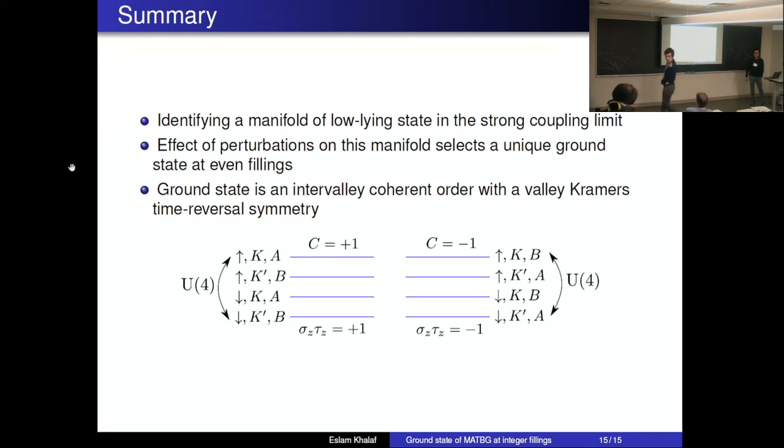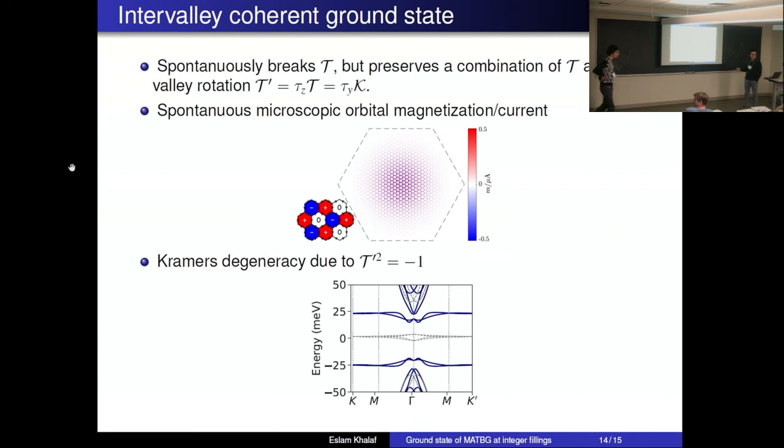Questions? Can you go back to the slide? What is this energy dispersion you're drawing? The energy dispersion is the Hartree-Fock self-consistent dispersion given the symmetry broken order, at charge neutrality. The solid line is the non-interacting, non-symmetry broken one, the Bistritzer-MacDonald one, and the dashed line is the one given the symmetry broken order.